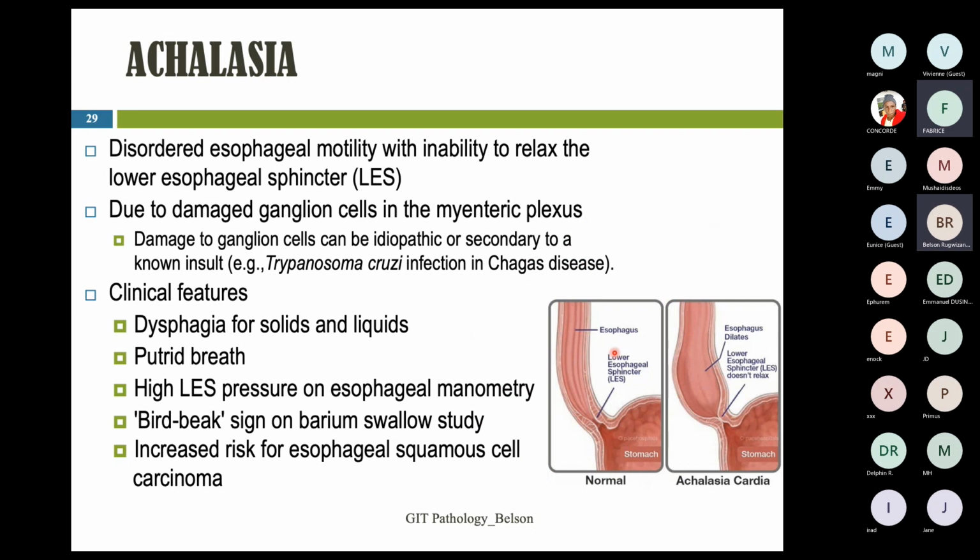So achalasia is a disorder of esophageal motility with inability to relax the lower esophageal sphincter.